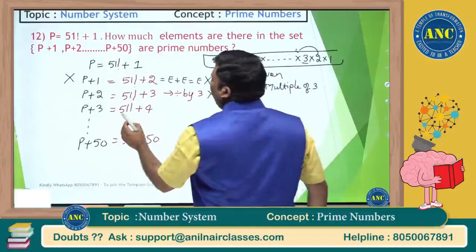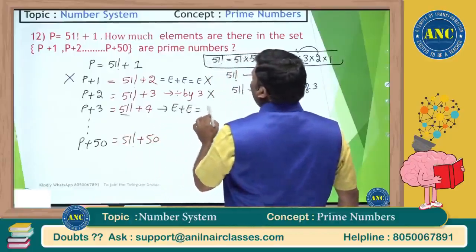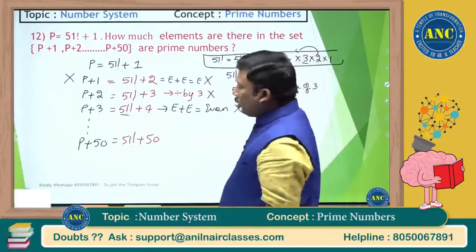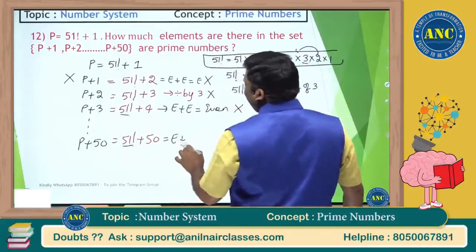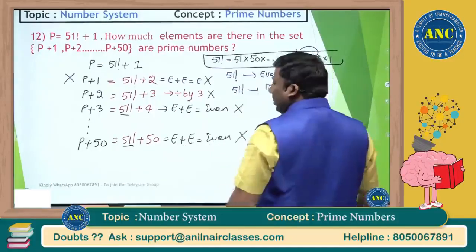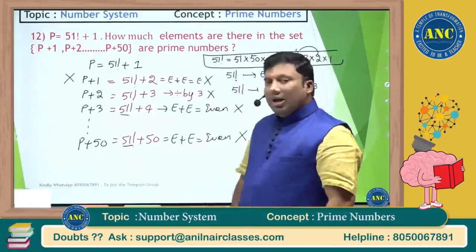Now 51 factorial plus 4. Not possible. 51 factorial is even, 4 is an even number, and even plus even is an even number. Even number greater than 2, not possible. 51 factorial plus 50: 50 is an even number, so the answer is an even number. Is there any even number greater than 2 which is a prime number?